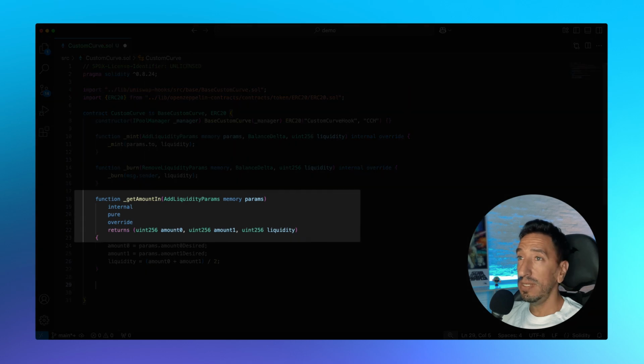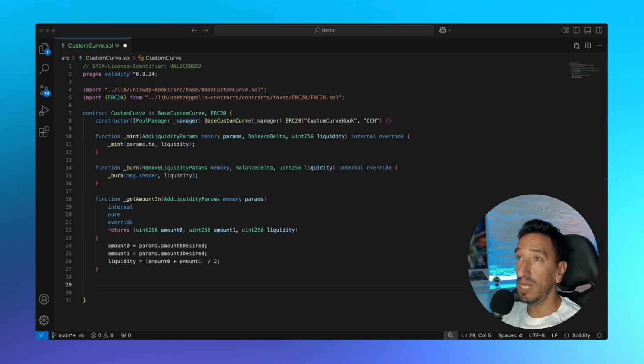The get amount in defines the units of liquidity tokens to mint based on the input parameters. This function is called in the get add liquidity from the base custom accounting to set the liquidity attribute for the add liquidity function. In this example, it averages the two token amounts, the amount 0 desired and the amount 1 desired, to determine the liquidity tokens to mint.